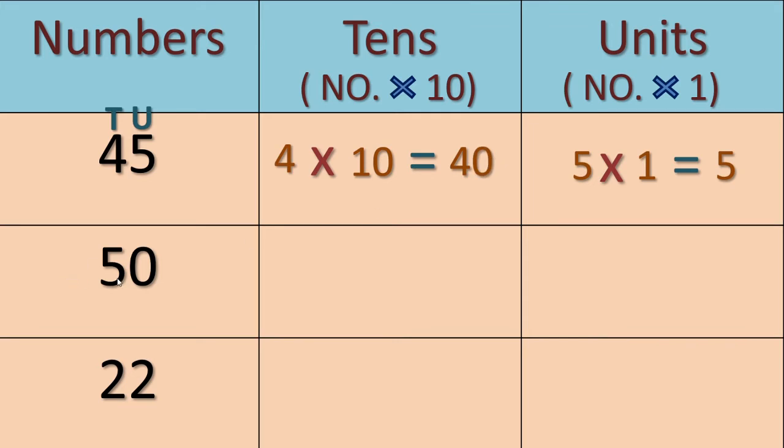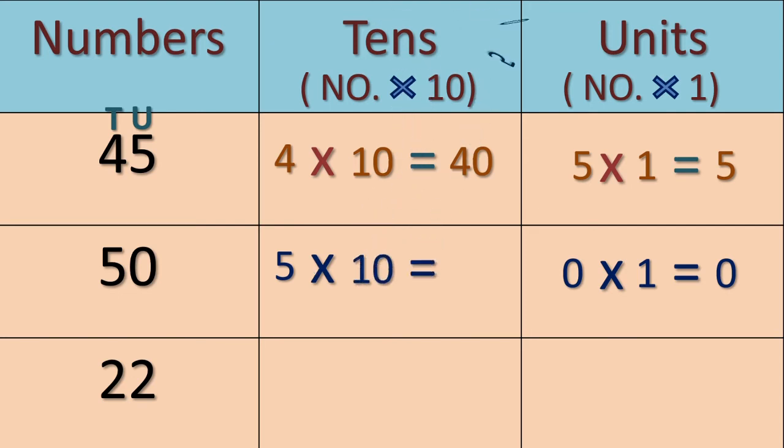Here 5 and 0. Correct? 0 units. So what we will do here? 0 multiplied by 1. Right? Then what is the answer? 0 ones are 0. Remember this. Okay? And what about the tens place? 5 is there. So 5 tens are 50. Isn't it? Right? 50.